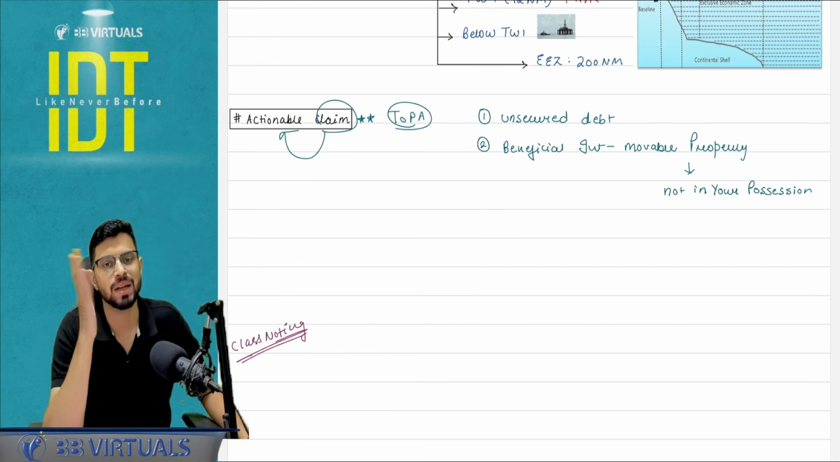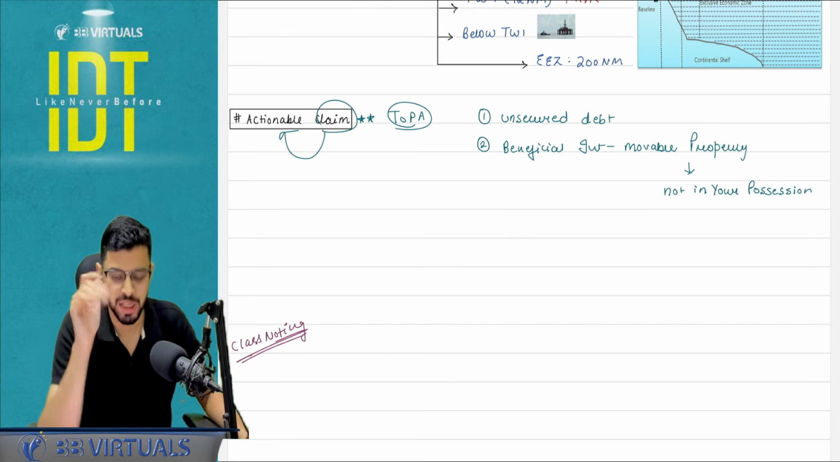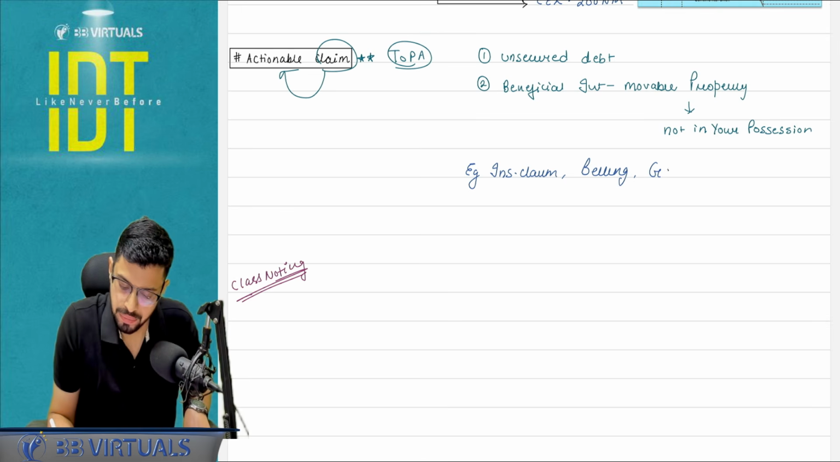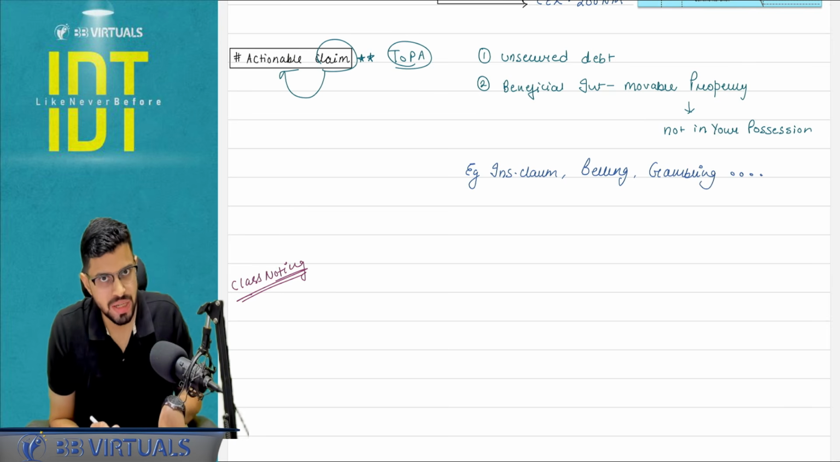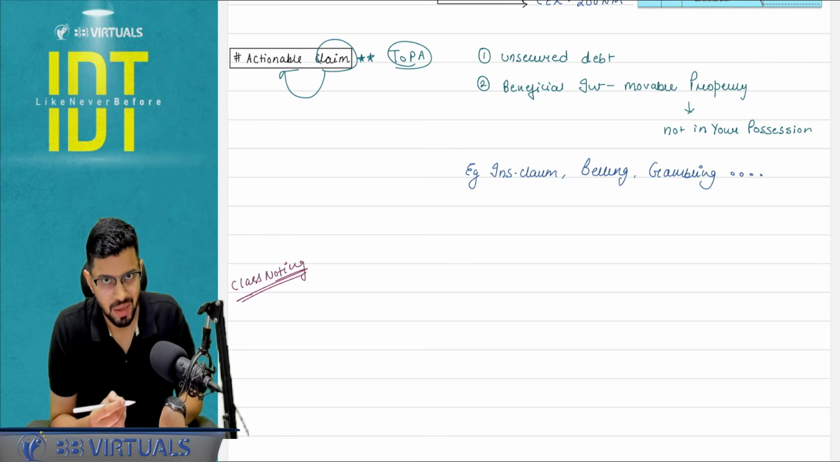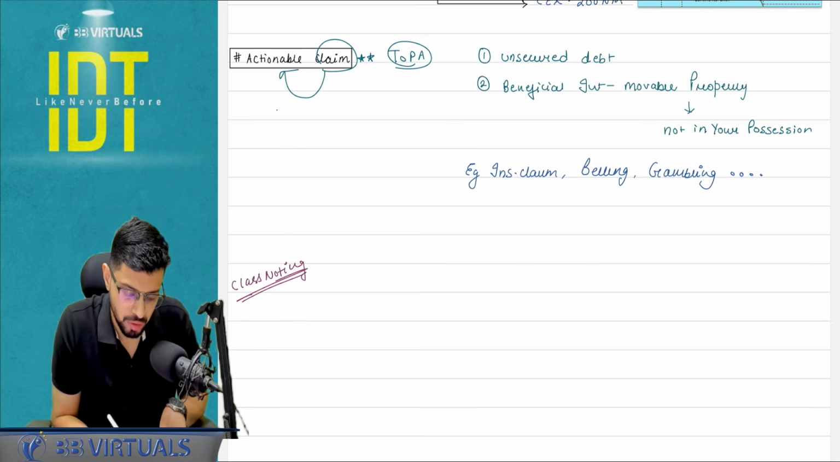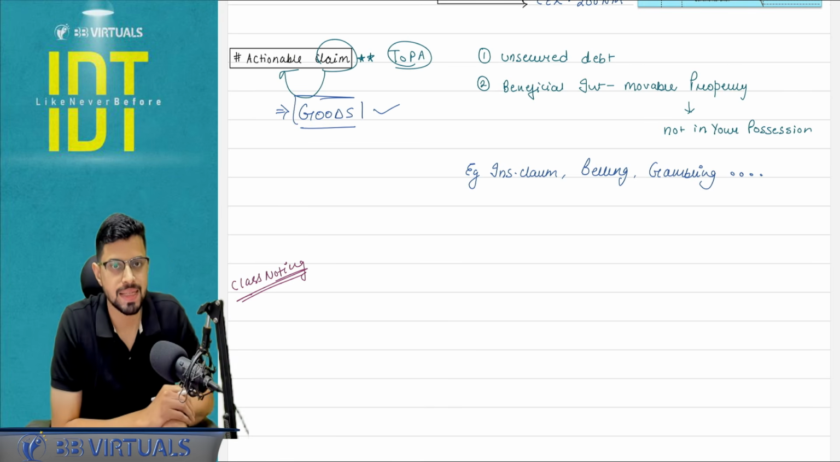These are known as the actionable claims. For example, insurance claim, betting, gambling. Sir, are all the actionable claims going to stay under GST? No. I will be providing you some knowledge on this in Schedule 3. But right now, you have to understand that all the actionable claims are goods. Is this clear? So this is the general meaning of actionable claim.